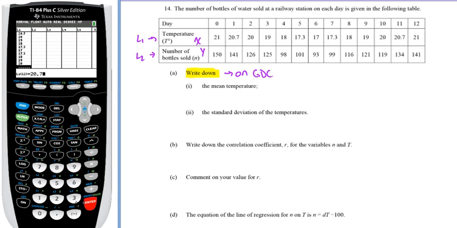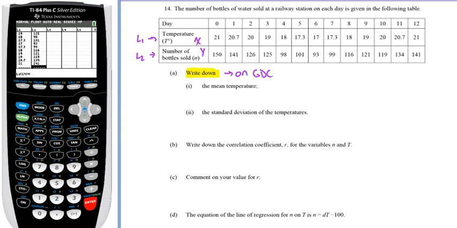So there we have the X values, and then we're going to go over to the next column for the Y values. 134 and then 141. Okay, so all of our data is entered.